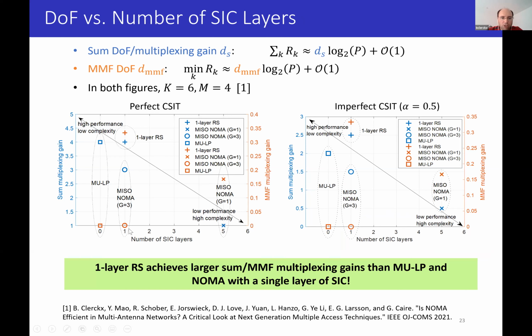The fact that you increase the number of SIC layers and the performance decreases is really a limitation of the basic principle of NOMA, which forces a user to decode the message of another user. This can be shown simply using communication theoretic principles. If you're interested, I invite you to look at these very recent papers that explain this very clearly, because this is a major misconception in the whole multi-antenna NOMA literature.